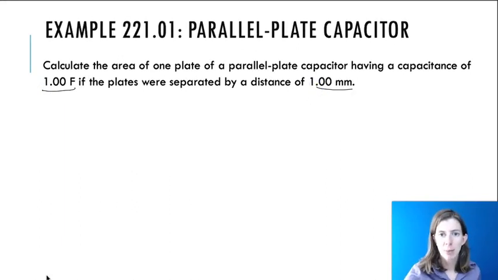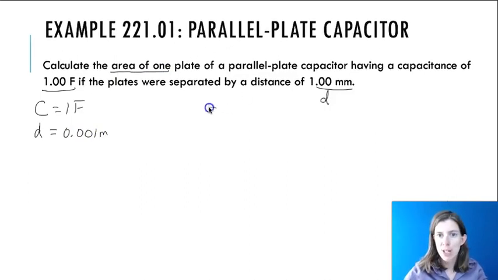Please try to do this problem by yourself, and then pause the video, and when you're done, unpause it and let's take a look. So we are given the capacitance of 1 farad. Let's write down all of our givens. Capacitance is 1 farad, and then the distance between the plates is d, 1 millimeter. So we're going to convert that to meters by dividing by 1,000, so 0.001 meters. It says calculate the area of one of the plates.